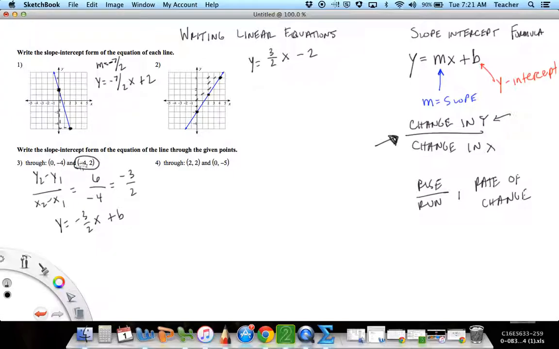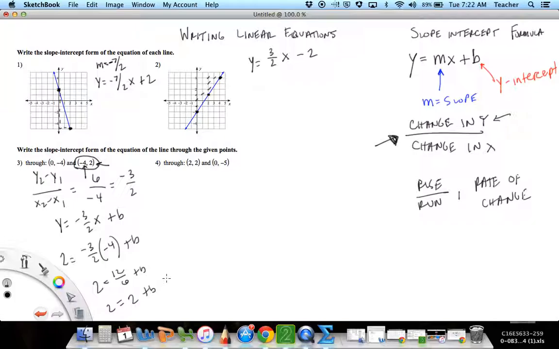Actually, I'm going to choose this one just for difficulty level, all right? So if I choose this point, this is what I'm going to plug in here. This stands for the x. You could choose either one. And this stands for the y. So I have 2 equals -3/2 times -4 plus b. So we have 2 equals 12 over 2 plus b, or 2 equals, let's see, 2 plus b.